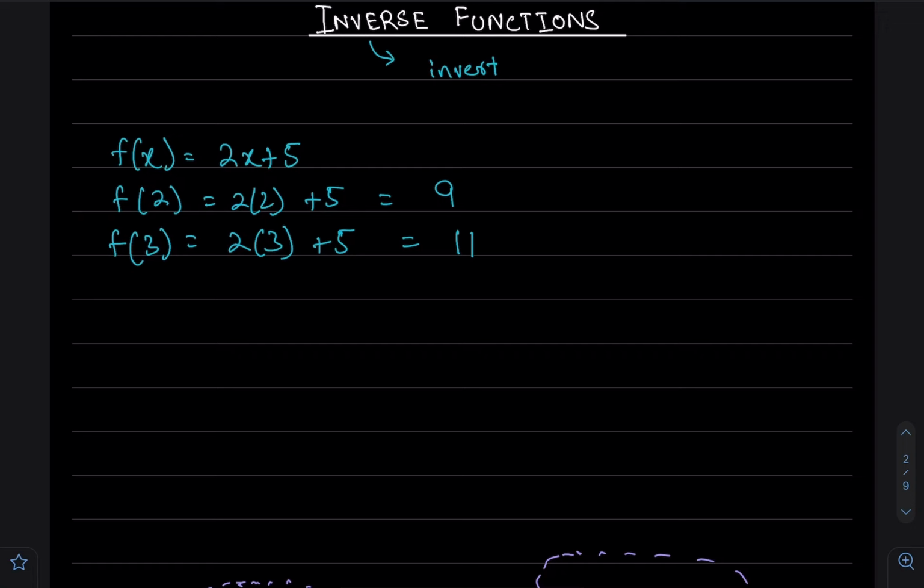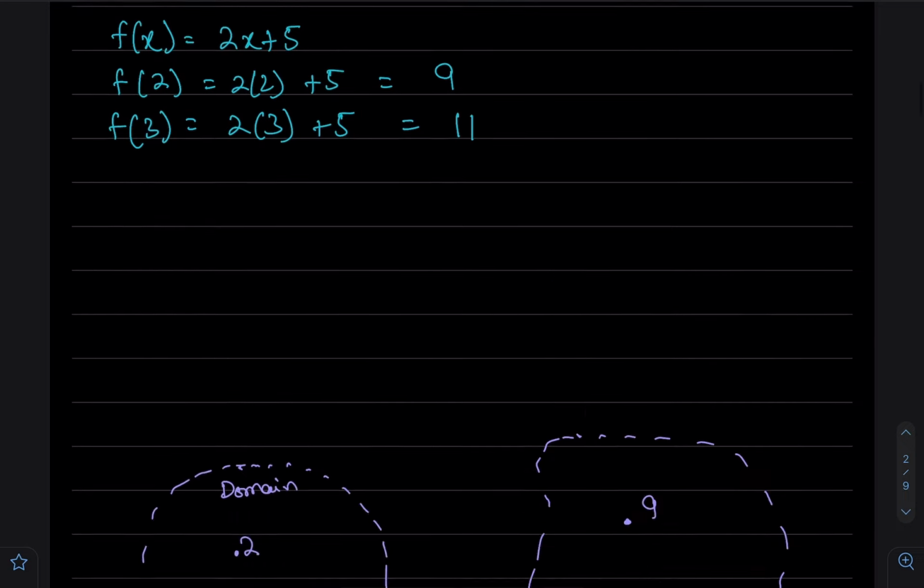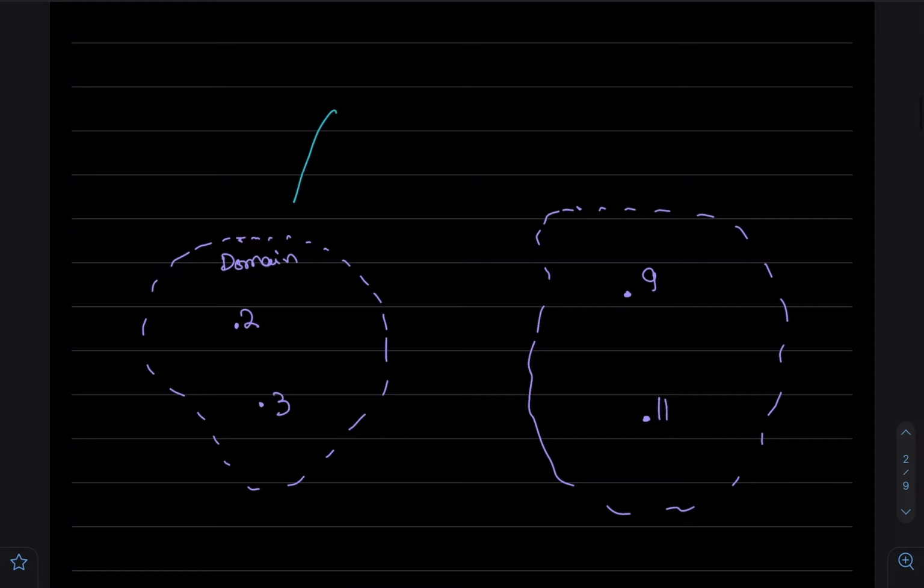Now let's think about it in a little bit more of an abstract sense. So there's a set of things that I can input into this function. What's that called? It's the domain. So this is our domain. Okay, and we have 2 over here and we have 3 over here, and pretty much you can input any value into this, but I've drawn contained sets just to help you visualize it.